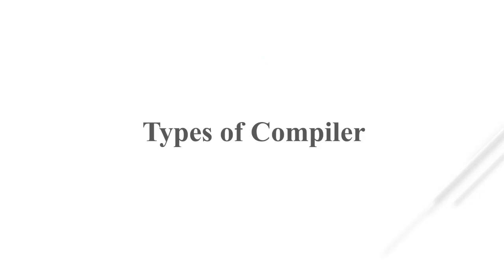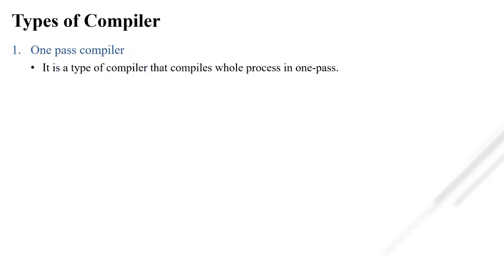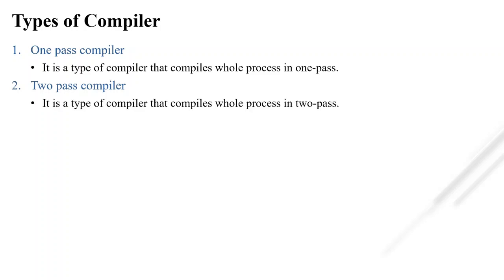The next topic is types of compiler. The first type of compiler is the one pass compiler that we already discussed. It is a type of compiler that compiles the whole process in one pass. The next type is the two pass compiler. It is a type of compiler that compiles the whole process in multiple passes. It also generates intermediate code. Note that a one pass compiler does not generate intermediate code, but a two pass compiler generates intermediate code with the help of the analysis phase. In a two pass compiler, we are using the analysis phase and the synthesis phase.